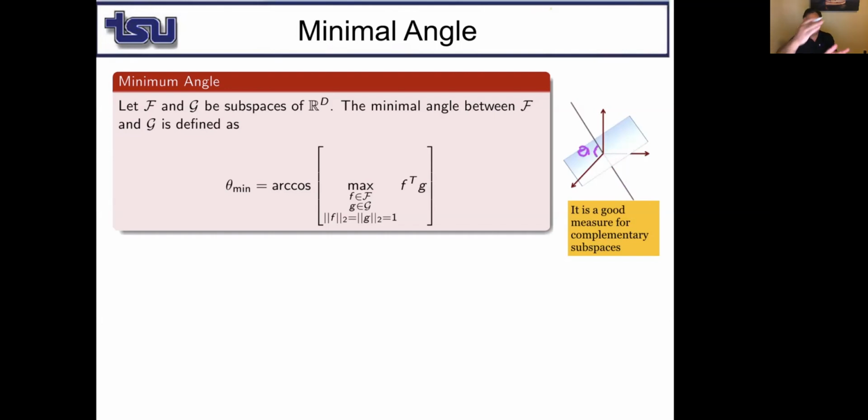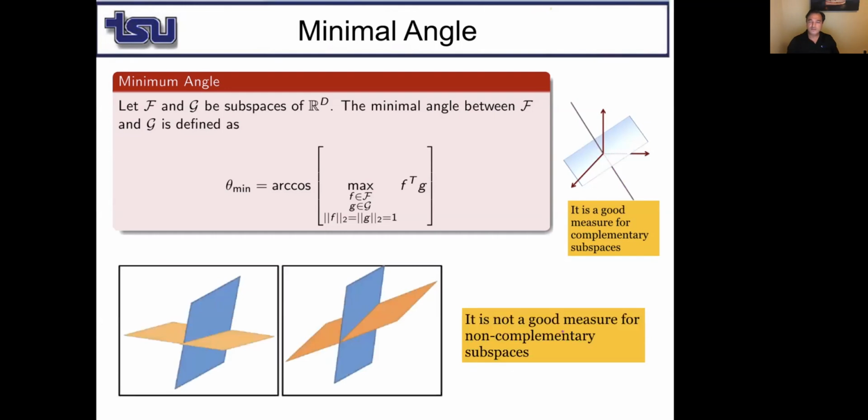Okay, so it shows the minimal angle between the line and the plane. So that's a very good measure. However, it's not very useful when the spaces are not complementary. For example, here, why are those two not complementary? Assume this is F, assume this is G. Dimension of F is 2, dimension of G is 2, 2 plus 2 is 4, which is not equal to 3, the dimension of R3. So that means F and G are not complementary subspaces in this case, okay?